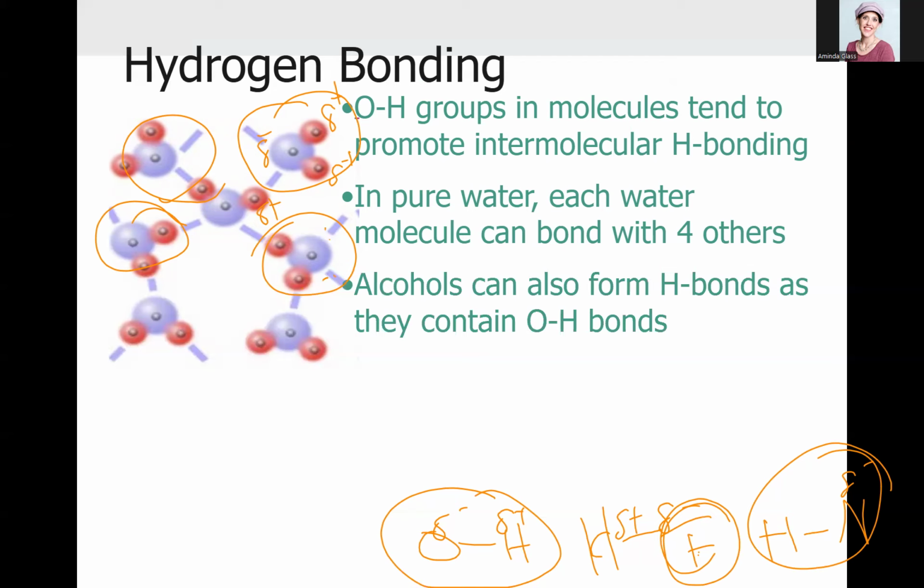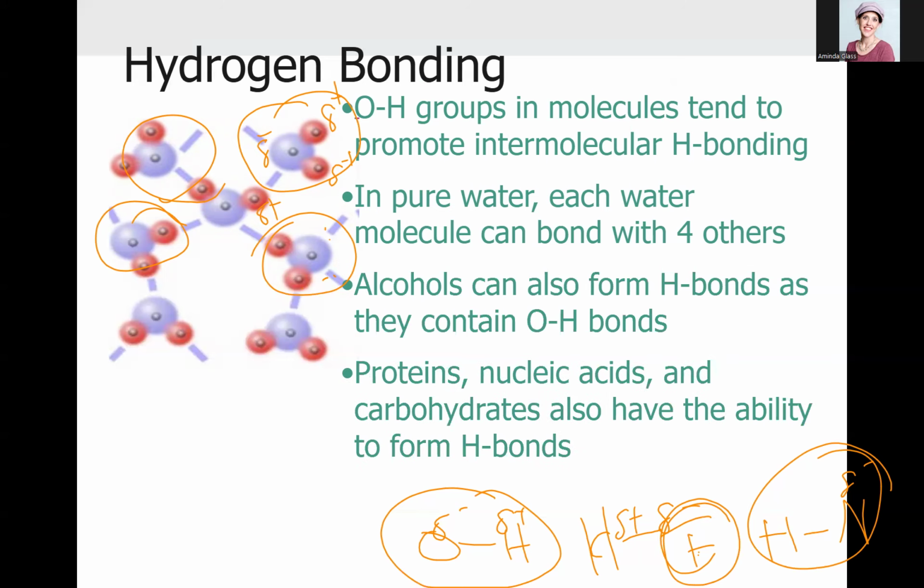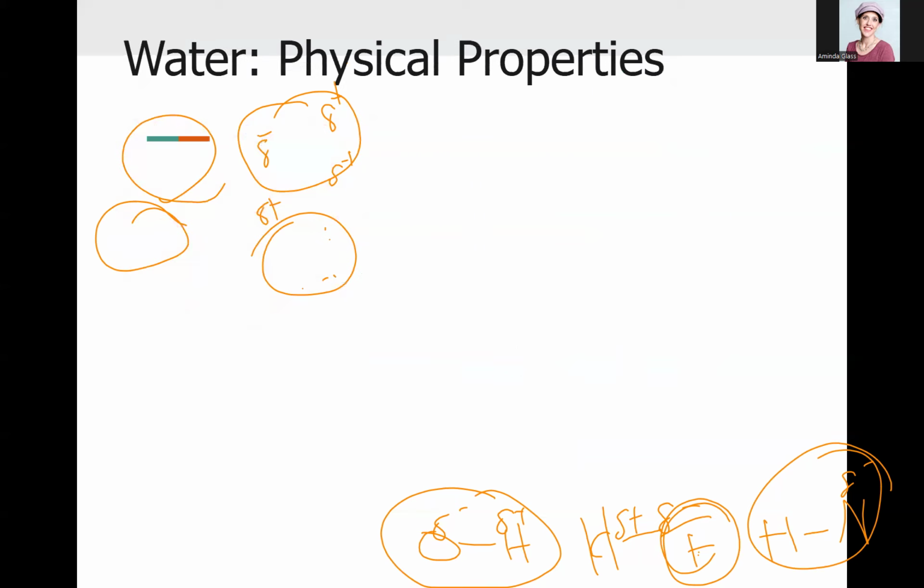Alcohols can also form hydrogen bonds as they also contain the OH bond. It's not going to be as strong as water because it has more carbon chains in it, but it could still form hydrogen bonds. So alcohol and water can mix together because of that. Proteins, nucleic acids, and carbohydrates also have the ability to form hydrogen bonds. So in our biochemistry, in our bodies, hydrogen bonds play a really important role.